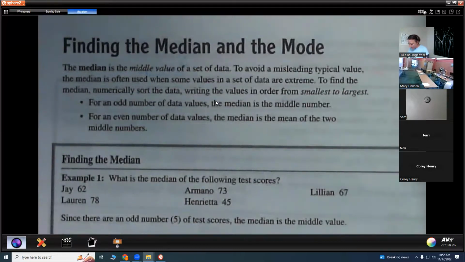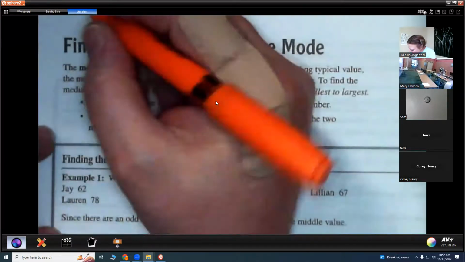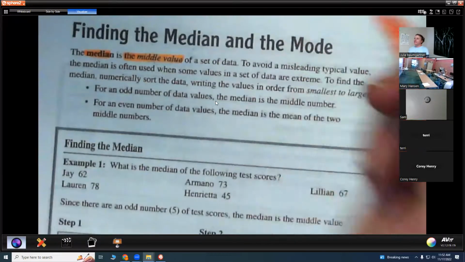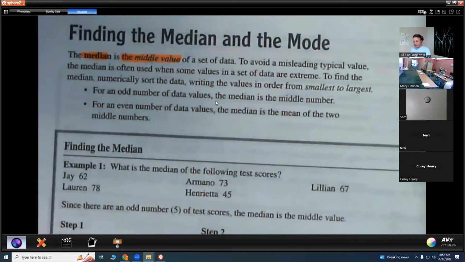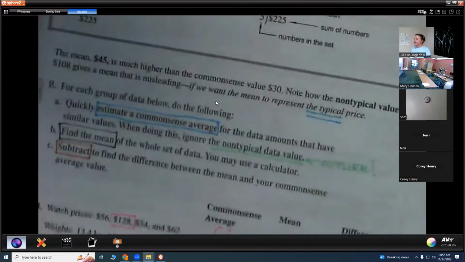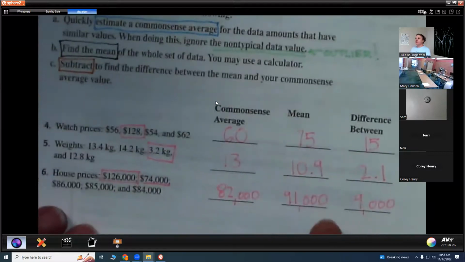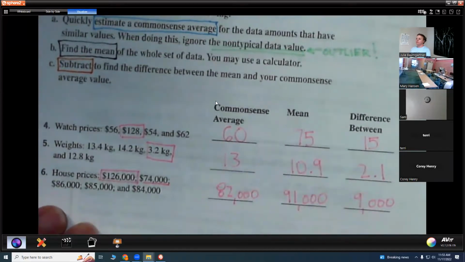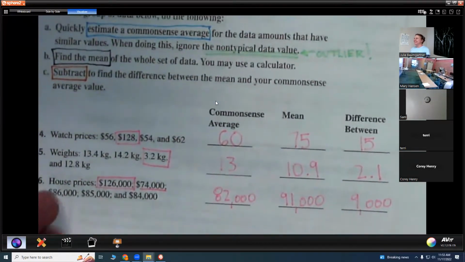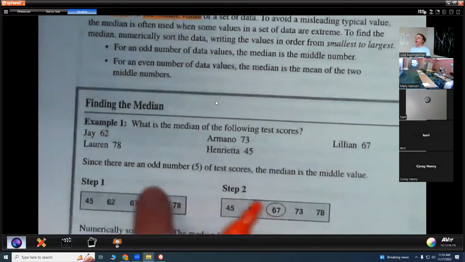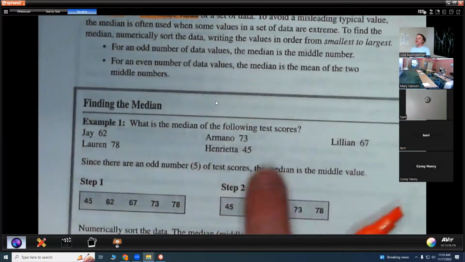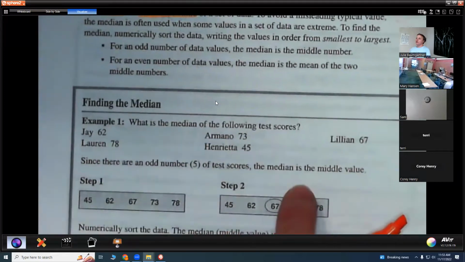All right. So we know that the median is the middle value of a set of data. So differently from the mean, which is generally not a number within our data set, our median is a number that comes from the numbers we have. So all we need to figure out the median is our numbers, okay?